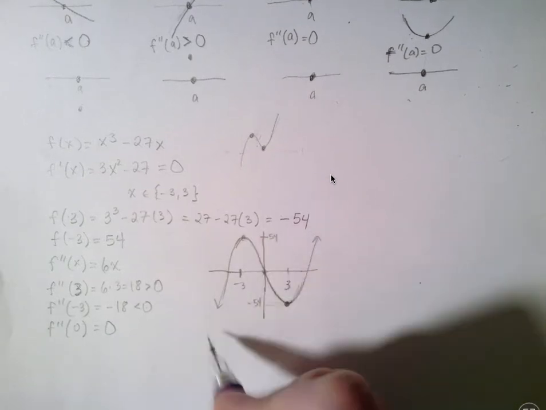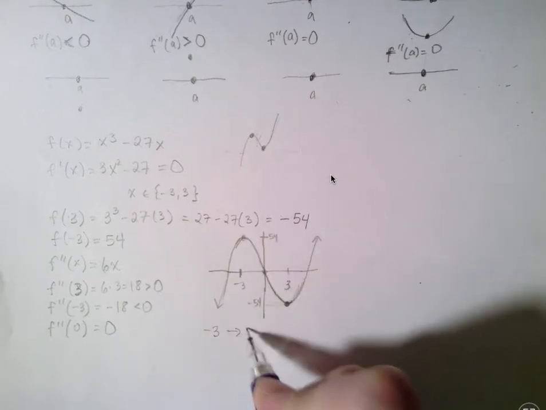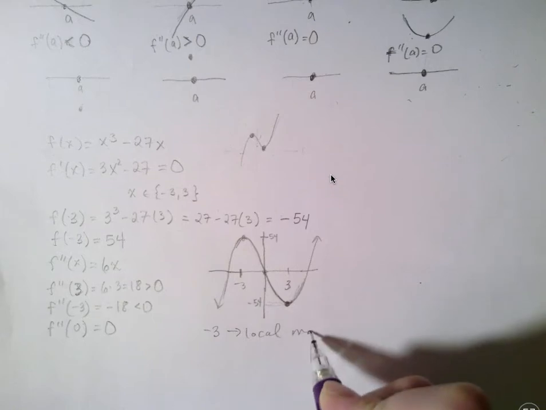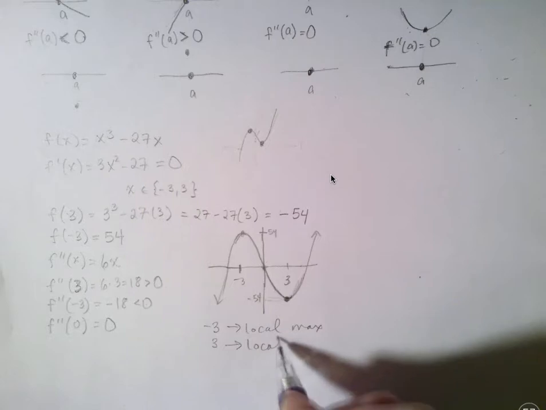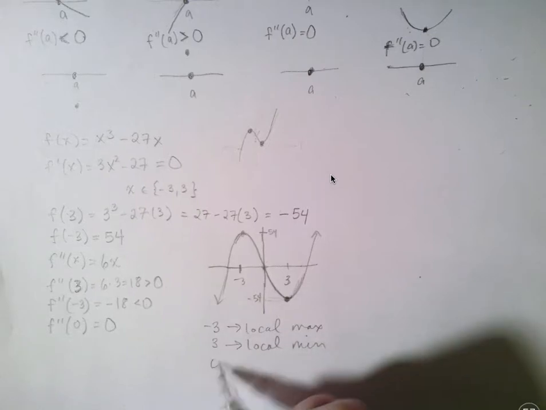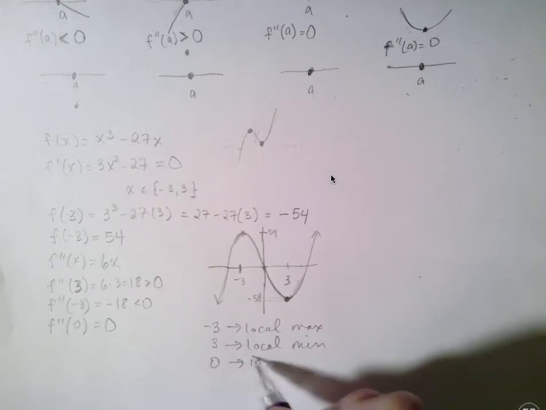So negative 3 is where you have a local max. 3 is where you have a local min. And 0 is where you have an inflection point.